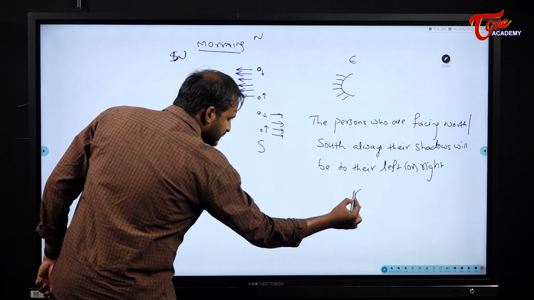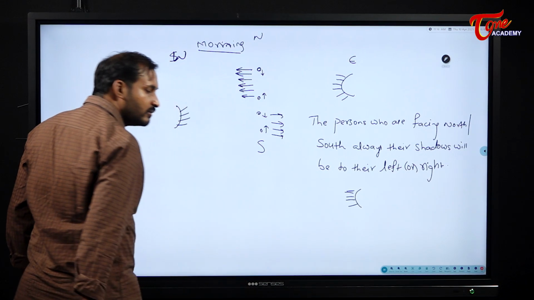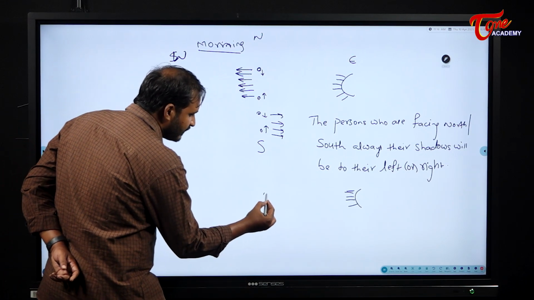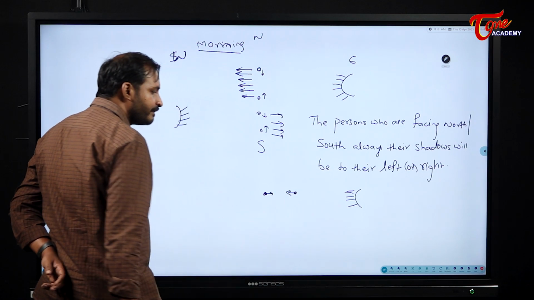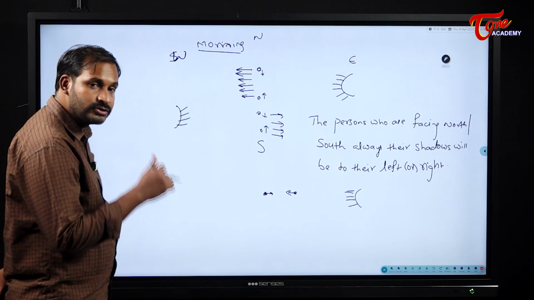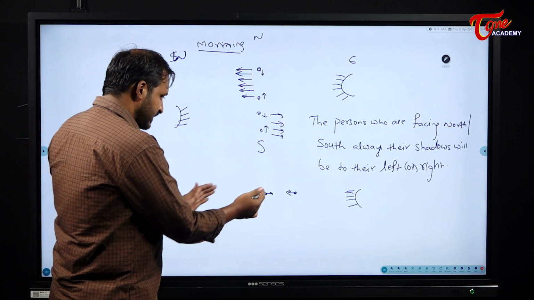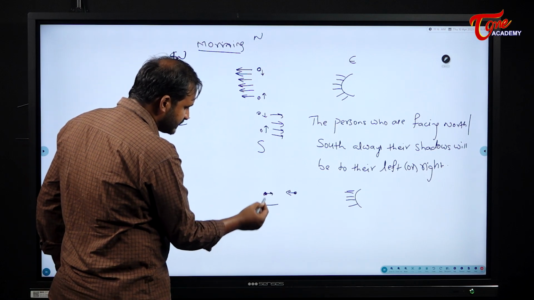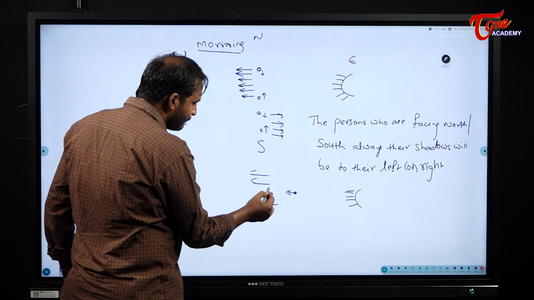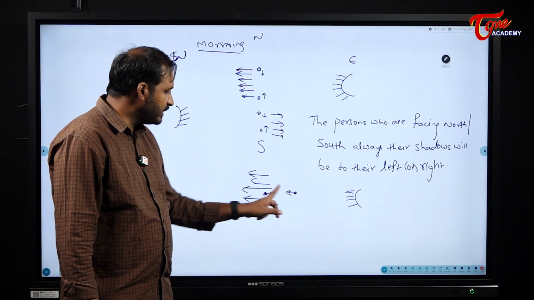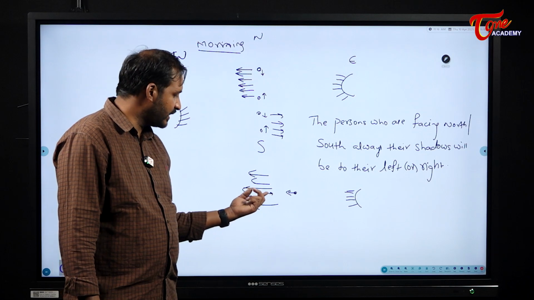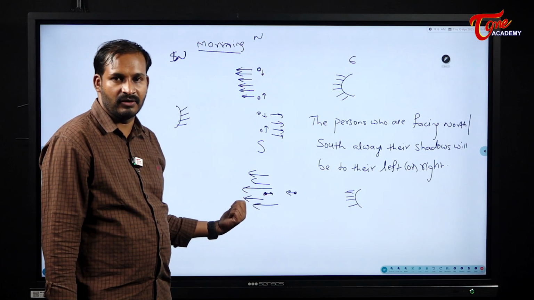In the morning hours, sun rises in the east, we all know. Now two persons are facing in this direction, towards each other. Now tell me where the shadows of these two persons will fall. See, definitely it will fall in this direction, right? For him, in front of him the shadows will be there. For him, behind him the shadows will fall.